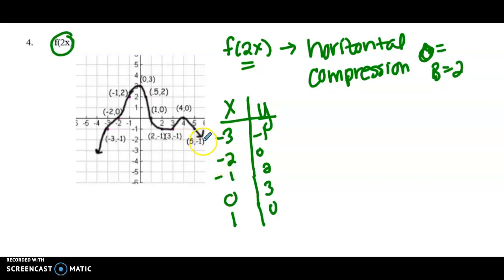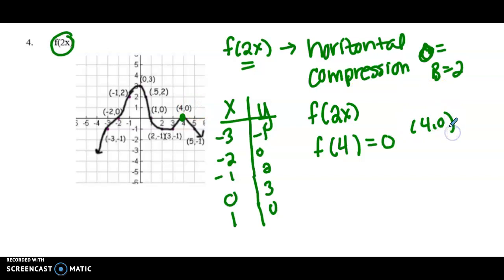This one's a little bit tricky. Let's just say our new function is f of 2x. Let's take our original function and define it to be f of x, and look at this ordered pair (4, 0). We know that when we plug in 4, we get 0 back out. That's this particular ordered pair right here, (4, 0).